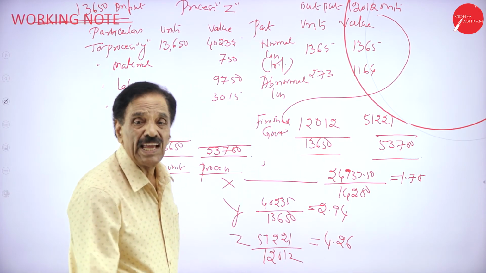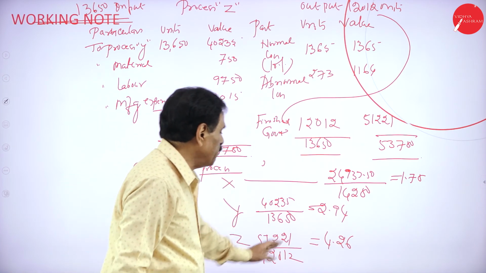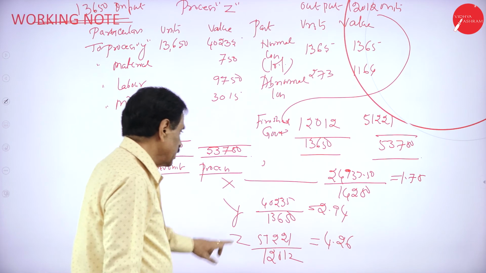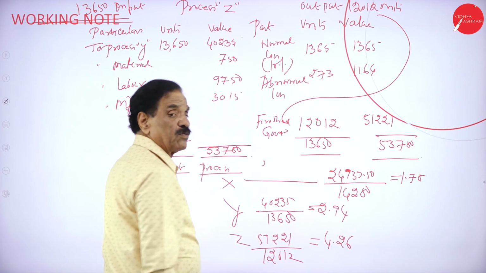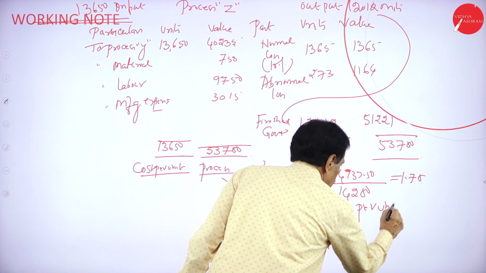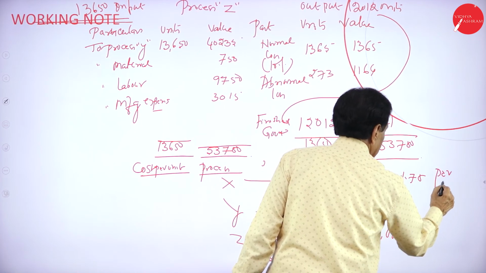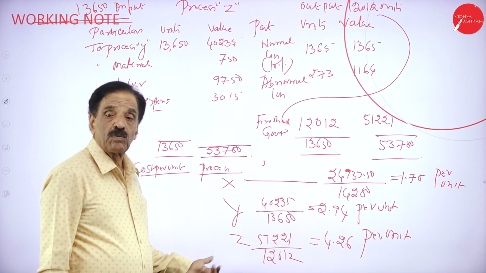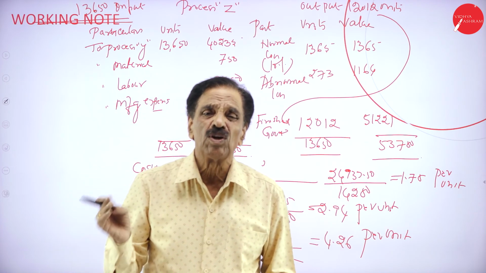In examination, if they ask cost per unit, how to say? Total cost divided by output. First one goes in favor of X, this goes in favor of Y, this goes in favor of Z. See that 1.75 becomes 4.26 per unit. 1.75, 2.94, 4.26. So all the problems are one and the same, but slowly you have to go, that's all.